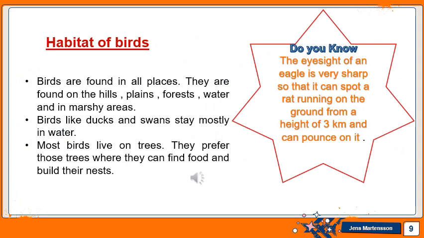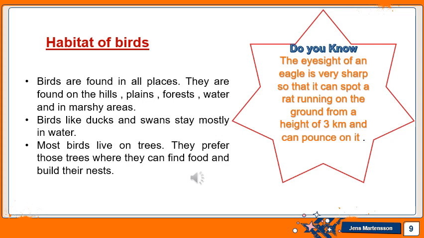So let's start with habitat of birds. Students, we all need a house to live in. Like that, birds also need a house and their house is known as a nest. Birds are found in all places. They are found on the hills, plains, forests, water and in marshy areas. Birds like ducks and swans stay mostly in water.